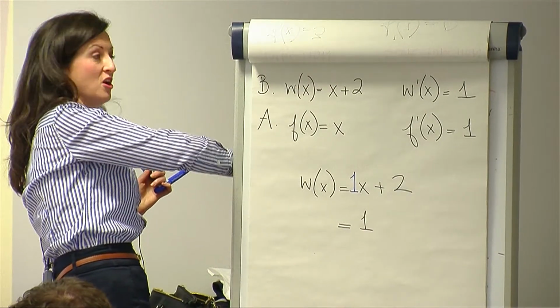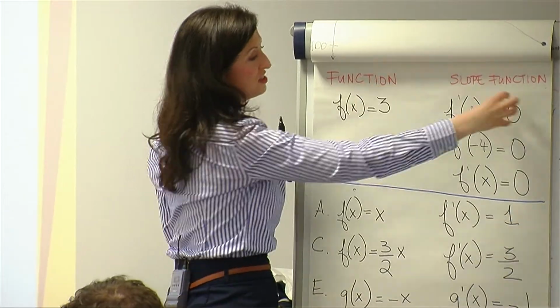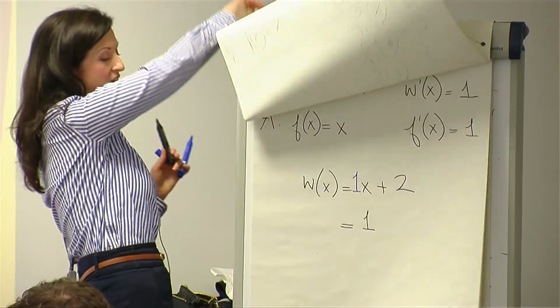Okay, and that's what we saw back here, wasn't it? You're getting that from here. If it's a constant, it goes to 0. So you're combining your observations. Very good.